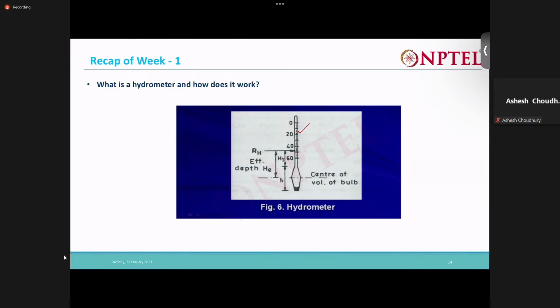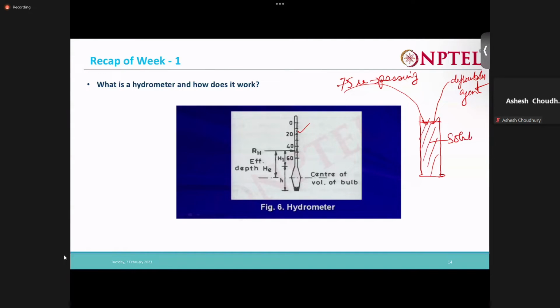So what we do is we take a glass jar, and we take a set amount of water in this jar, and we pour the soil fraction that passed through the 75 micron sieve here and we make a solution. Also, one more thing we put is a deflocculating agent, some chemical in it, so that the particles don't stick to each other.